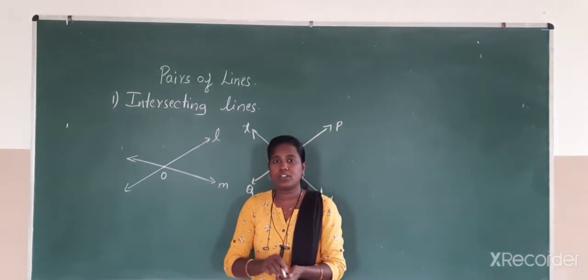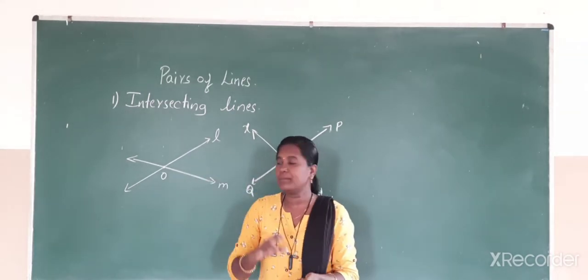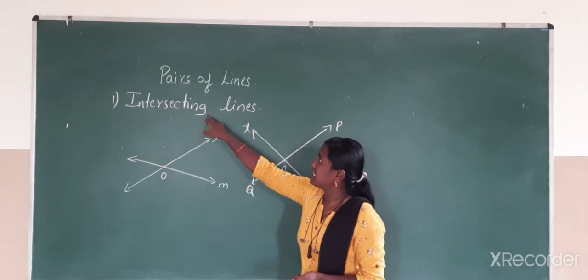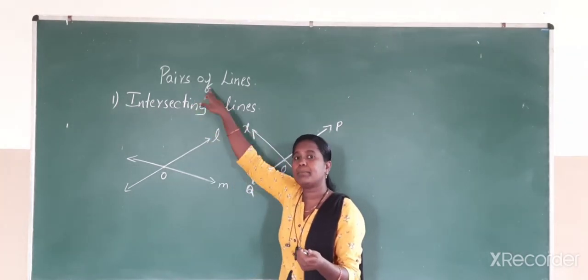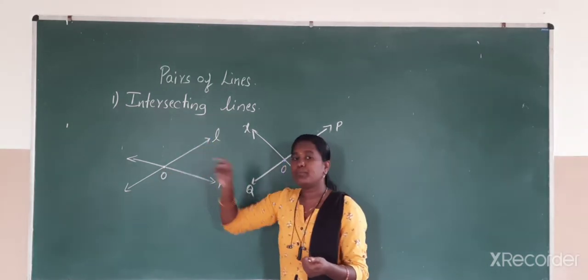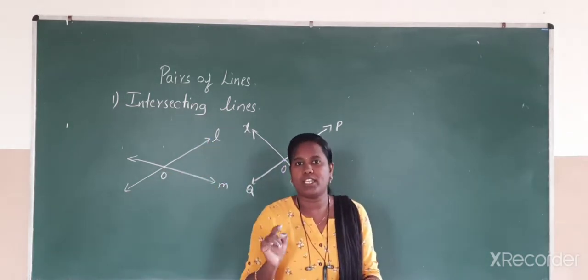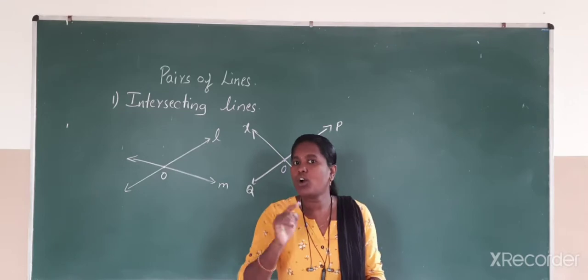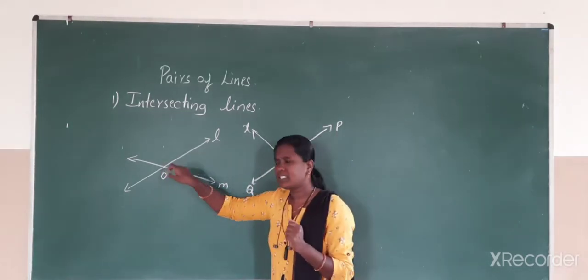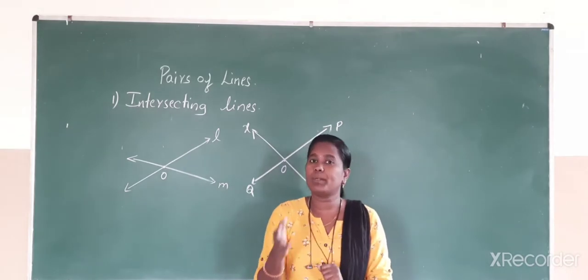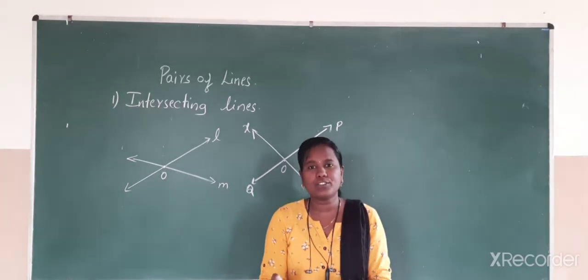How are you going to write the definition? The intersecting lines are the pair of lines which meet at a common point. They meet at a common point. Got it? Then what is that common point called? The common point is called the point of intersection.